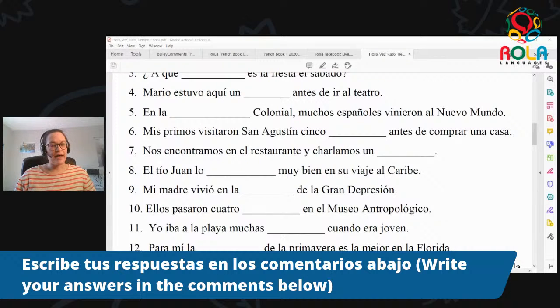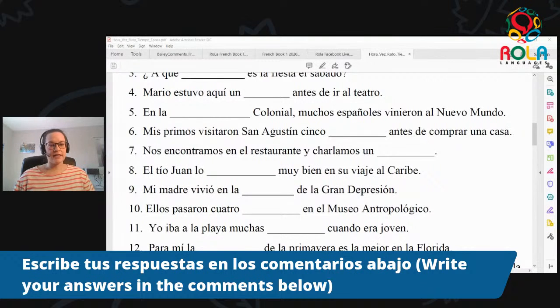Last one, número 11. Yo iba a la playa muchas blank cuando era joven. Okay, so we're looking for something, again, that we can make plural because we have the word muchas before the blank. And also muchas gives another clue because it's muchas, so we know it's feminine. We're looking to describe something feminine that can be plural.